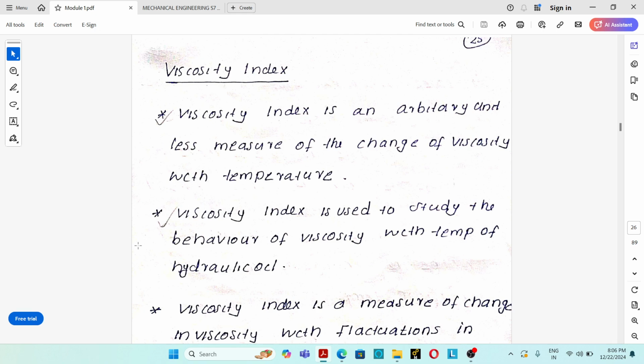The next one is viscosity index. What is the importance of viscosity index? See, viscosity index is a relationship between change in viscosity with the temperature. That's the first point. Viscosity index of a hydraulic oil is the relationship between change in viscosity with respect to temperature.